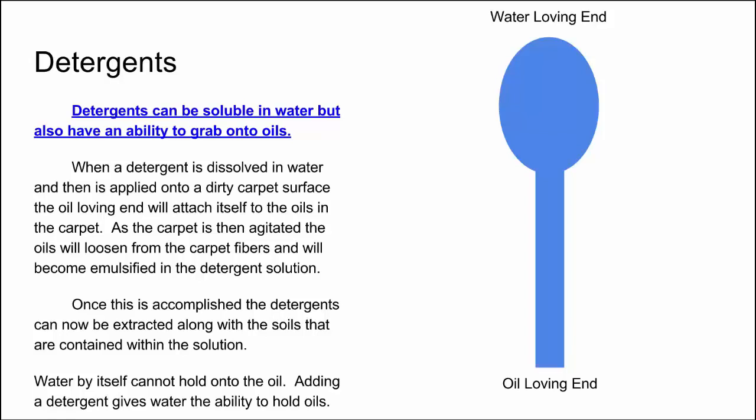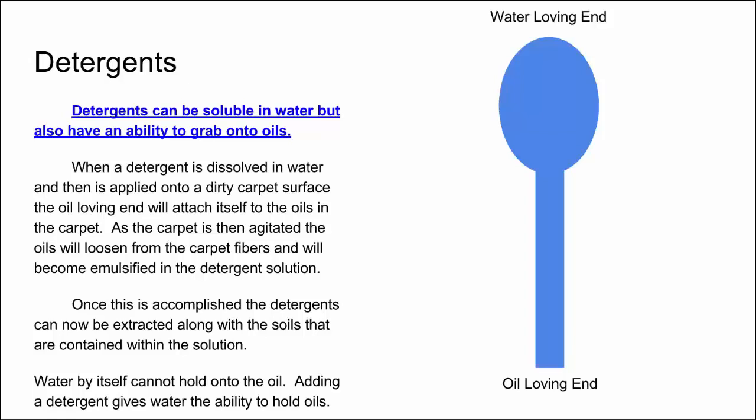Now, if we remember, the oils are what's attaching the soils onto your carpet. So we want to relieve those soils, remove them from the carpet fibers, and as a result, you're going to be able to release anything that's attached to the oil. Any of those heavy soils that are attached to the oil is going to come loose with the oil. So once you spray your detergent on and you agitate the carpet, those oils are going to break loose from the carpet fibers, and now they're going to be emulsified in the detergent solution.